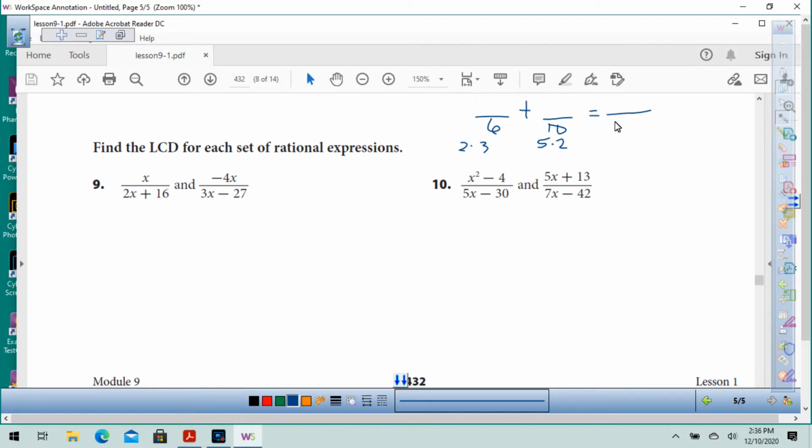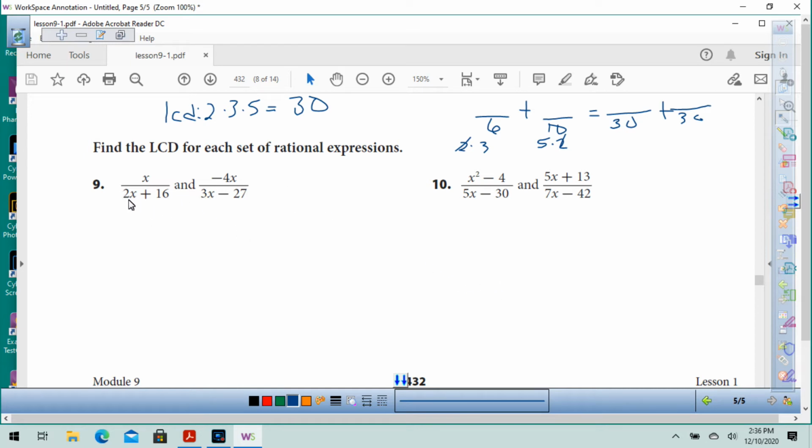So 30 on both sides, because they each had a 2, so that's 1. So the least common denominator would be 2, and then there's a 3, and there would be 5. 2 times 3 times 5. Well, 2 times 3 is 6, times 5 is 30. Okay? Good deal.